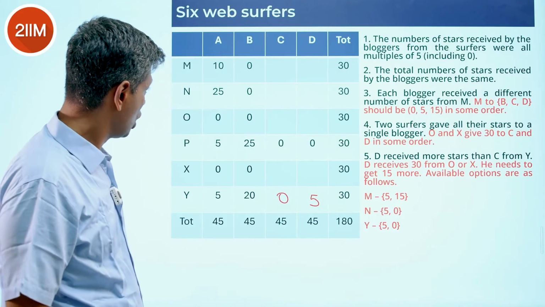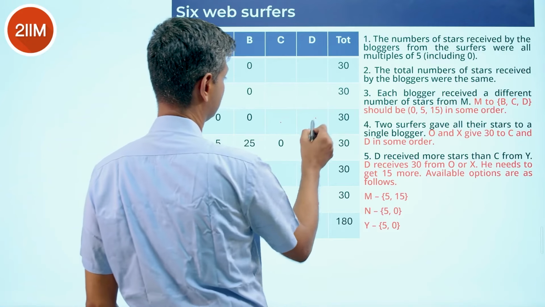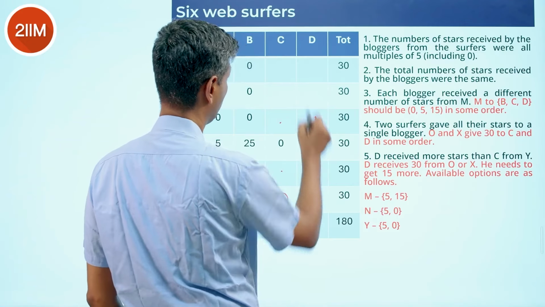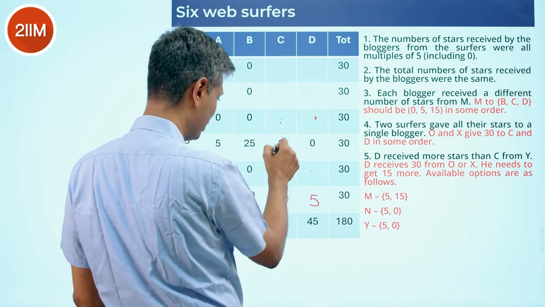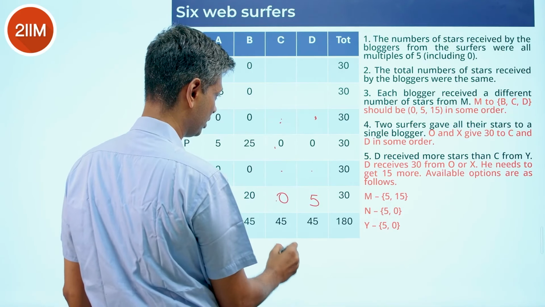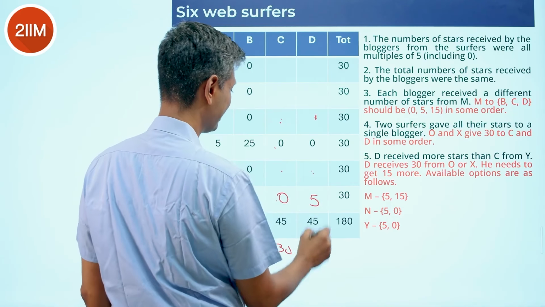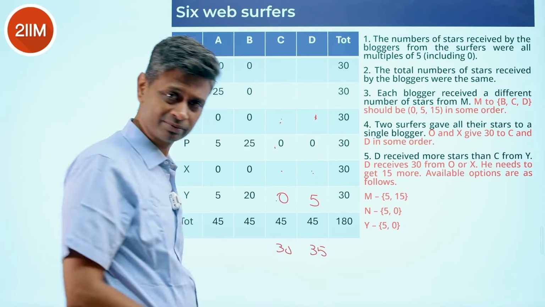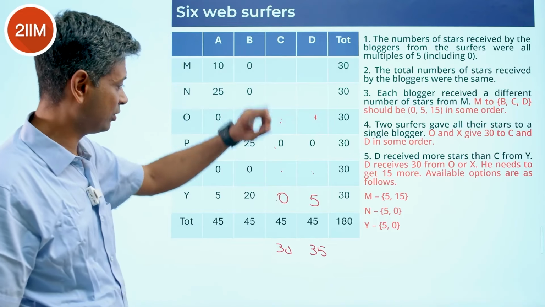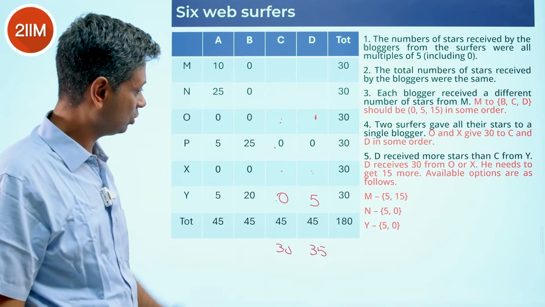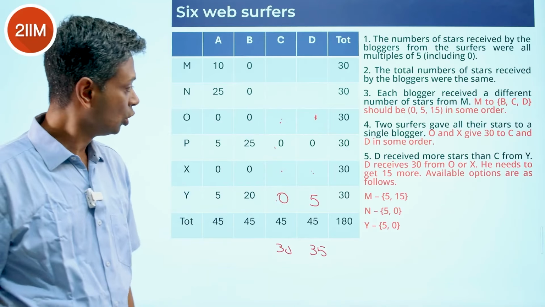Nice. Now, one of these is 30. So, if you take C or D, from these three, C gets 30. From these three, D gets 35. There's already a 5 sitting here. Right? So, the missing numbers for M are 5 and 15. For N are 5 and 0. Y is 5 and 0.